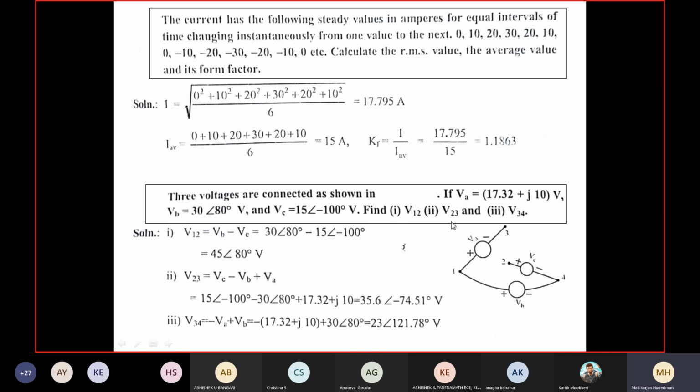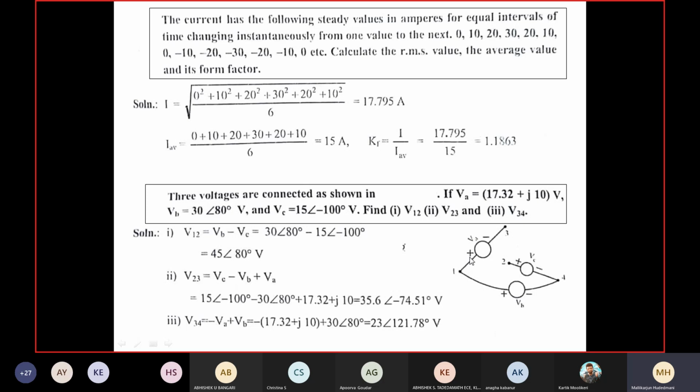Potential of point 2 with respect to 3. Now you have to check here. 3 is here, this top vertex. 2 is at the right side. From here you start a journey. When you start a journey, 3 towards 1, minus to plus.